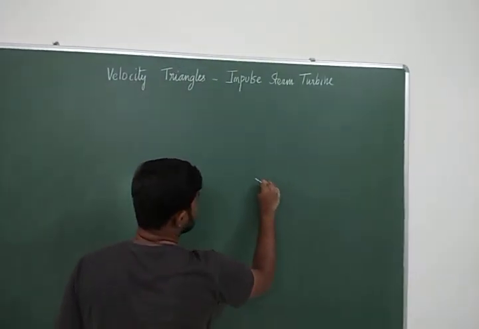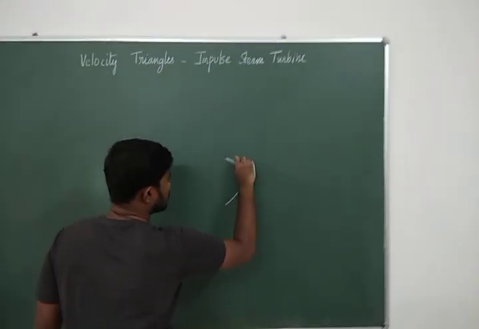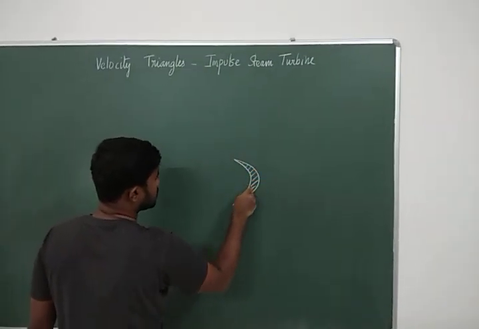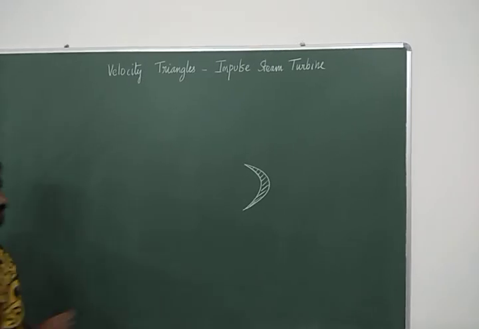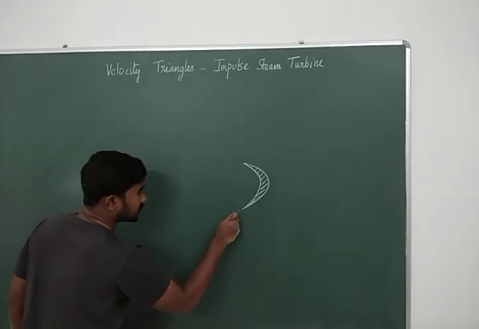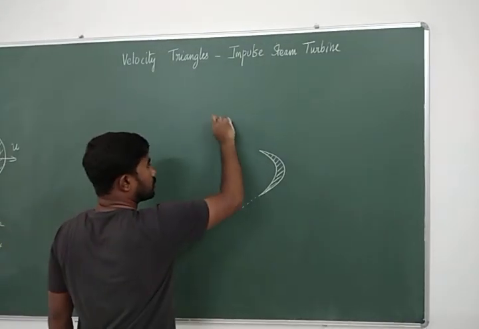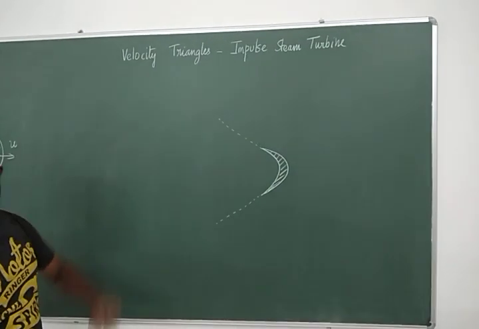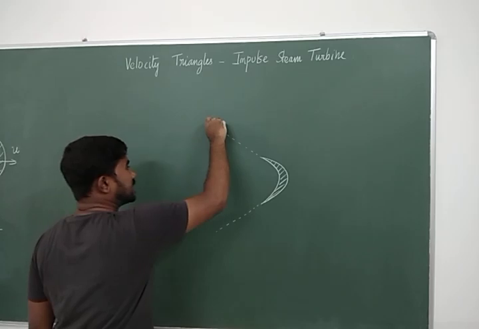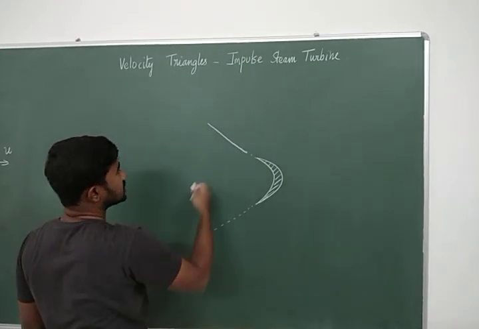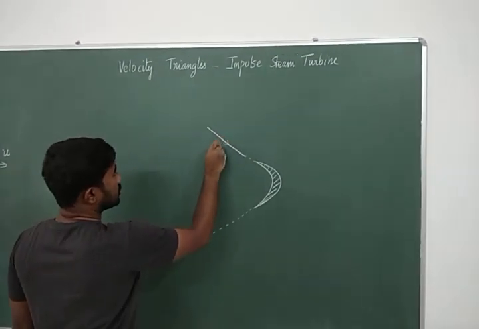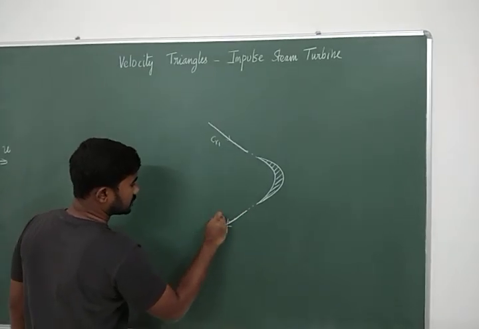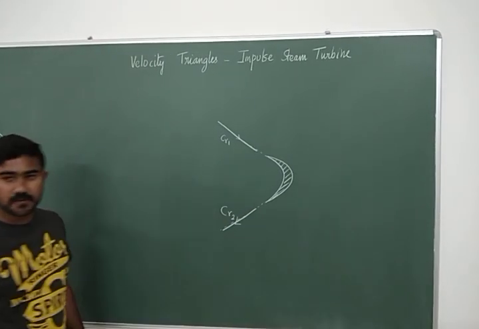Okay. So now this is the moving blade. Along the blade direction, I have CR1 and CR2, the relative velocity vectors. So this is CR1 and this is CR2. This is the first vector that you have to draw.